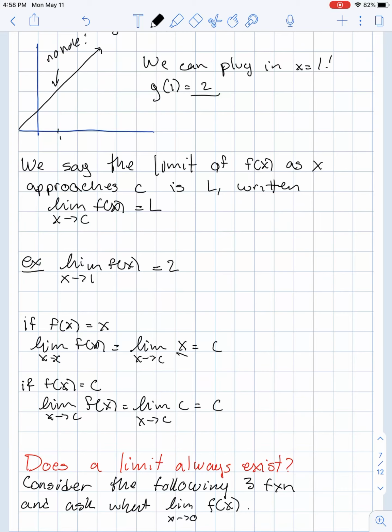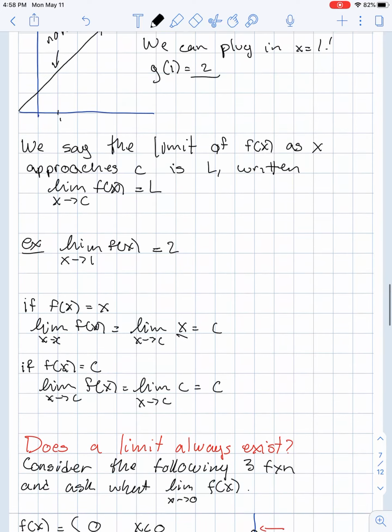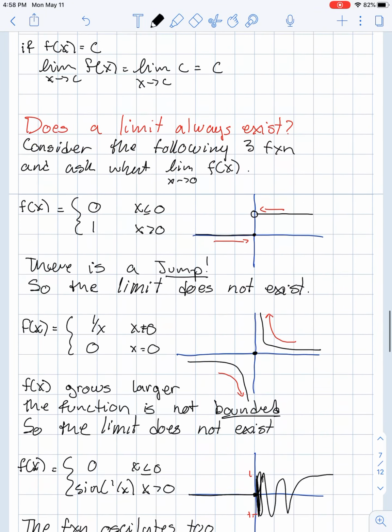It should be c. If f of x just equals some constant, a flat line, the limit of f of x as x approaches c is equal to the limit of that constant as x approaches c. Well, x doesn't have any influence on that, so it's just going to equal the constant. These are cases where the limit is always going to exist. But what about every other function? Does the limit always exist? Let's consider the following 3 functions.